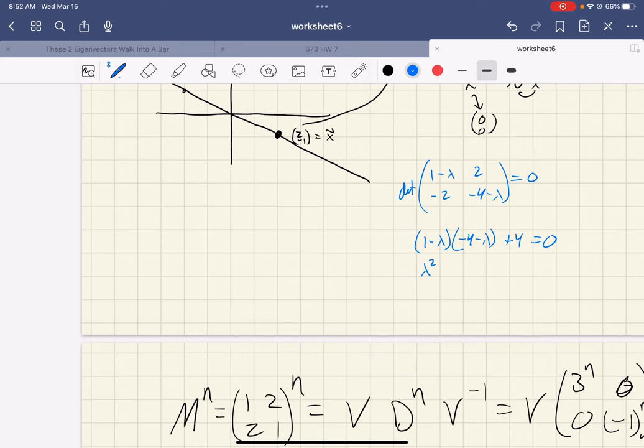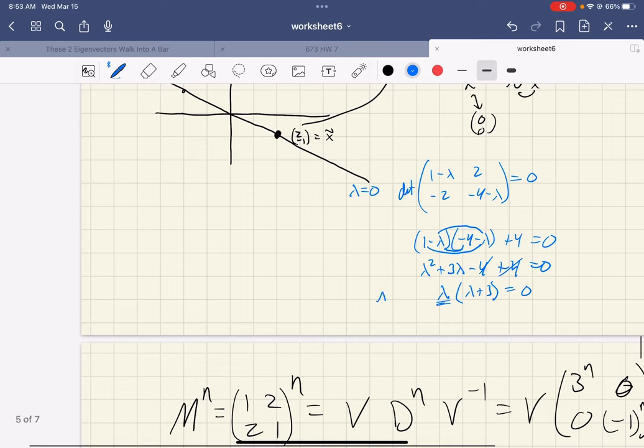We have lambda squared. That's from these two. Now this is a positive 4, this is a minus 1, so we have a positive 3 lambda. And then we have a minus 4, but there's a plus 4 here, and that'll equal 0. And those go away. Great, because I want to be able to factor out a lambda. And then I have lambda times (lambda plus 3) equals 0. This corresponds to lambda equals 0.